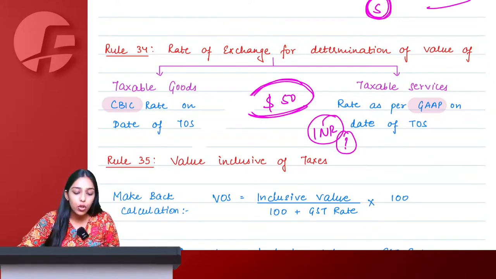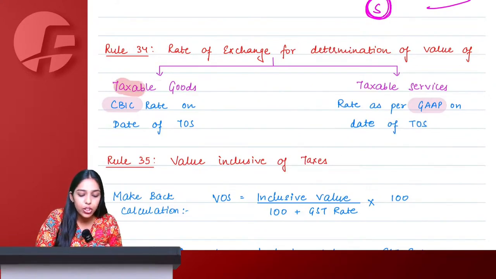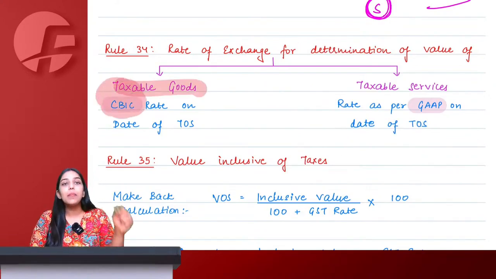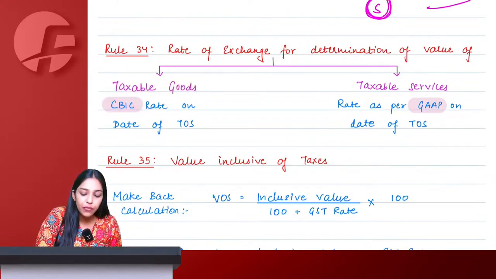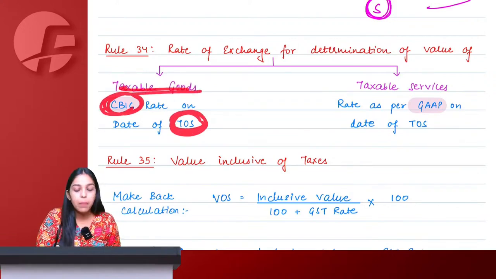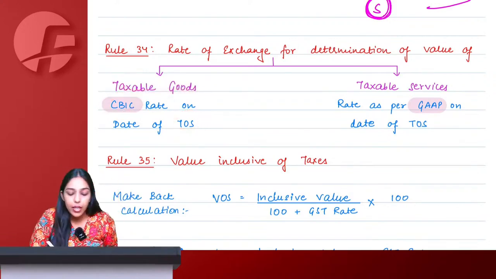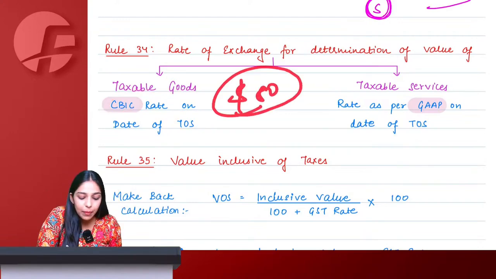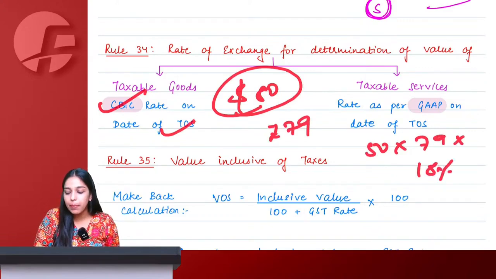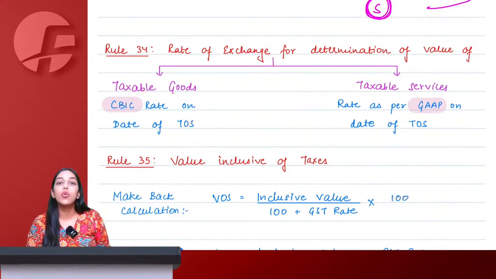So for whatever goods you are dealing, the Central Board of Indirect Taxes and Customs rate, CBIC rate, as on the date of time of supply, you have to pay to government. So $50. What was the CBIC rate on time of supply date? Let's say 79 rupees. So I will convert 50 into 79, and then whatever is the applicable rate of GST, this GST I will pay to government.